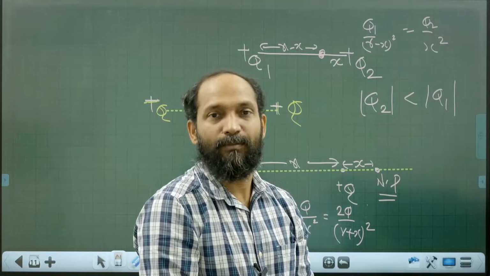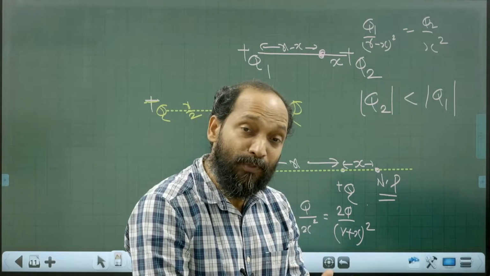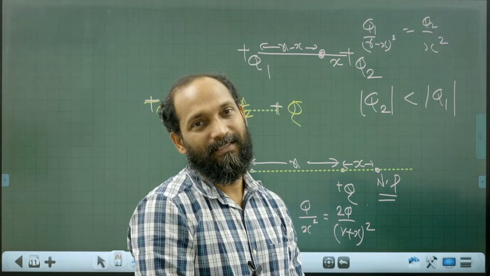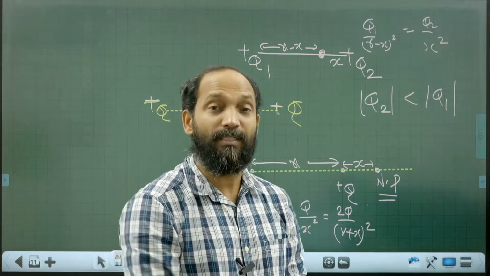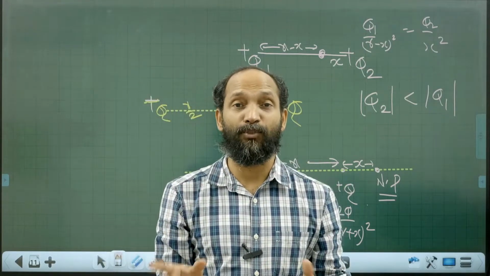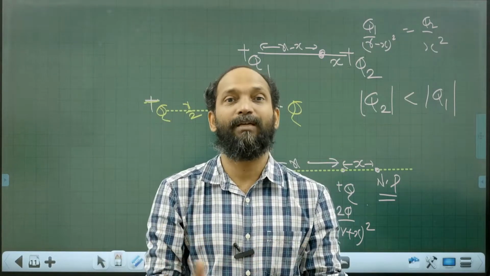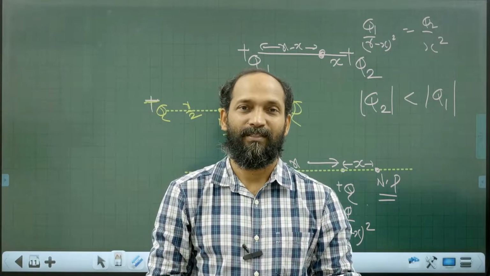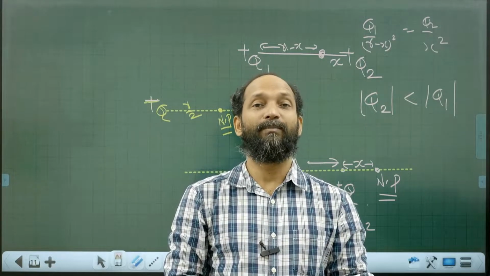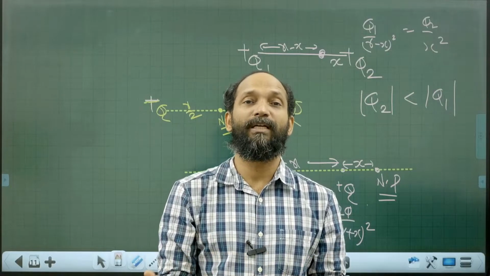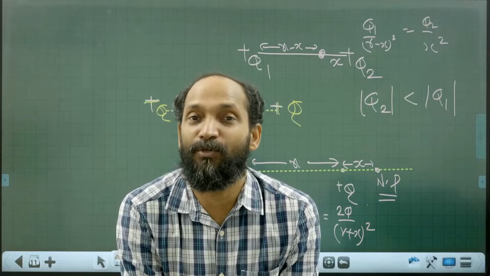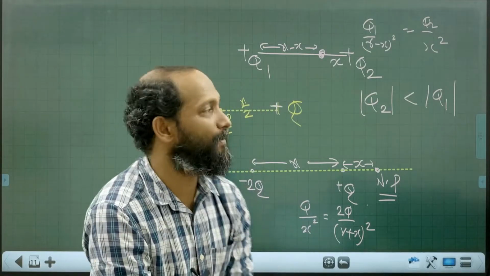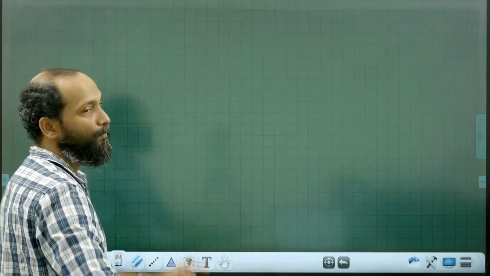Okay. What about a dipole? A dipole has no null point. But two such dipoles kept together can have a null point. So what is the condition? P1 by R1 cube equal to P2 by R2 cube. That's all. Because field is P by R cube, right? P1 by R1 cube equal to P2 by R2 cube. That's the condition for null point.